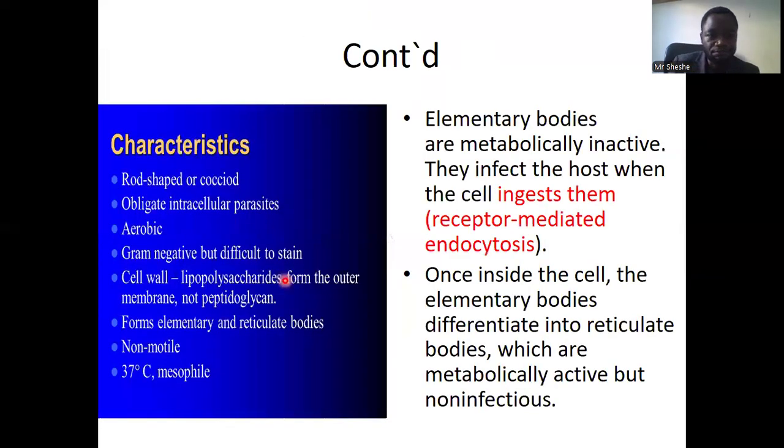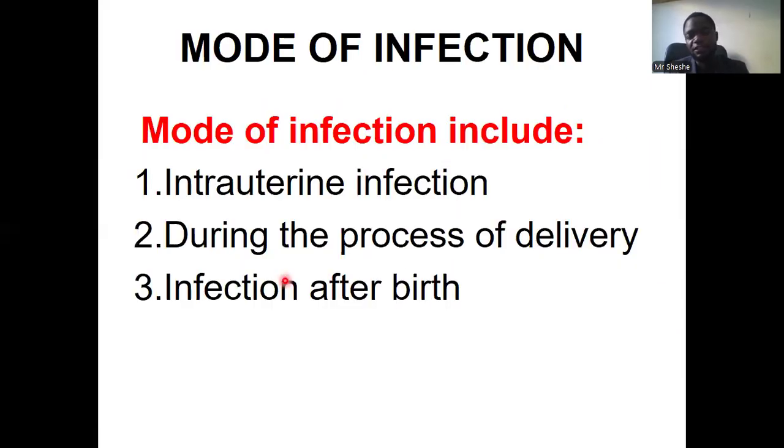So that's the cause. Again, those are more characteristics of chlamydia. Mode of infection: how does the baby become infected? I think I was hinting on this. Number one is intrauterine infection. The mother had an STI or a UTI, and it was not properly treated or not even identified. This is a woman who has not gone for antenatal clinic.